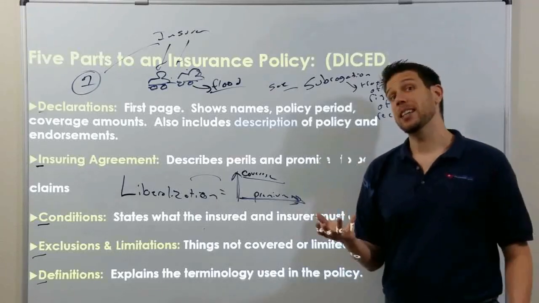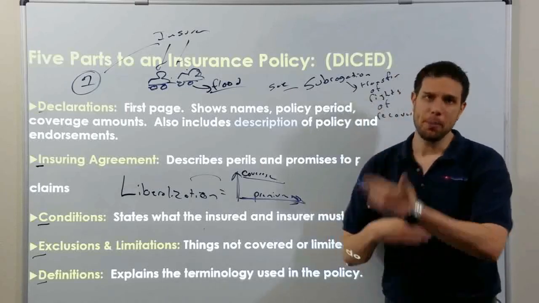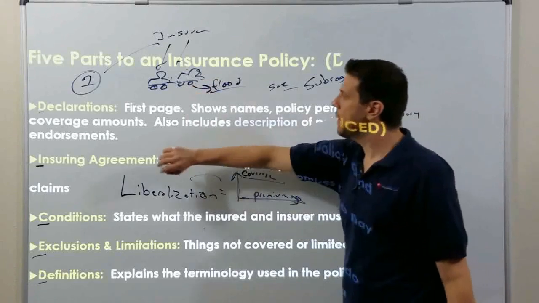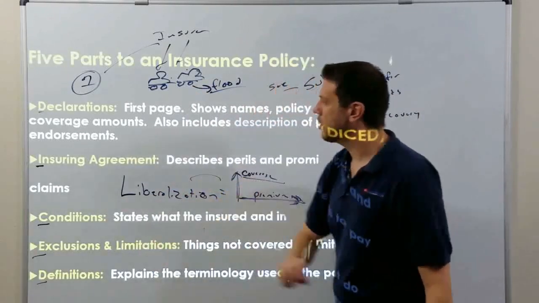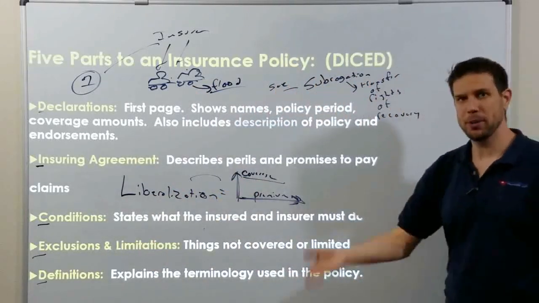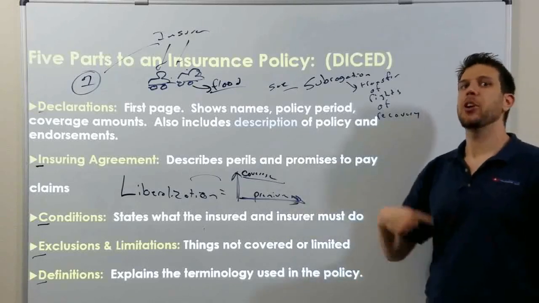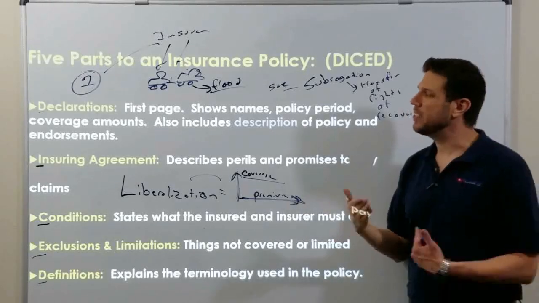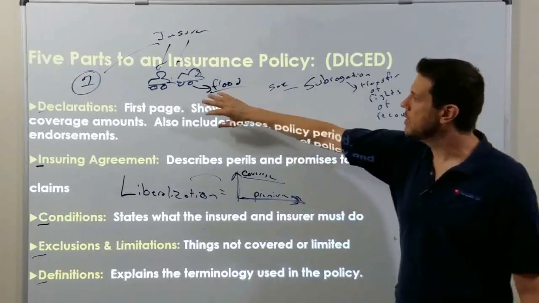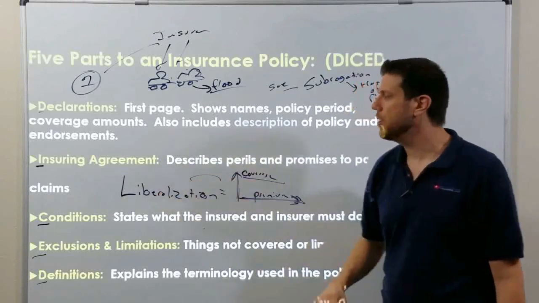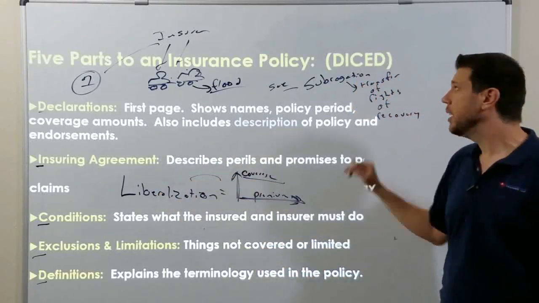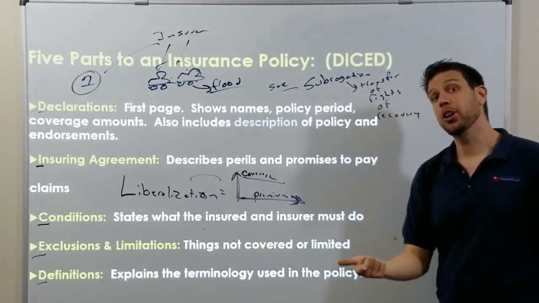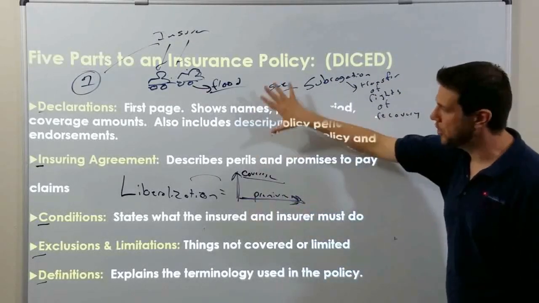Then your test likes to ask you, all of the following are parts of a policy except: declarations page, insuring agreement, conditions, exclusions, definitions, and arbitration. There is no A in DICED. Your test will say which of the following is not covered under the policy? Declarations, insuring agreement, conditions, and negotiation. There is no N in DICED. So arbitration and negotiation are not parts of an insurance policy.